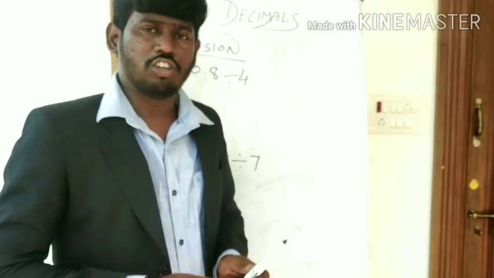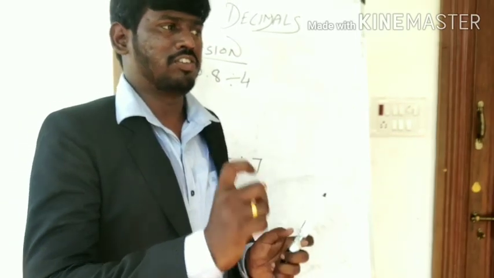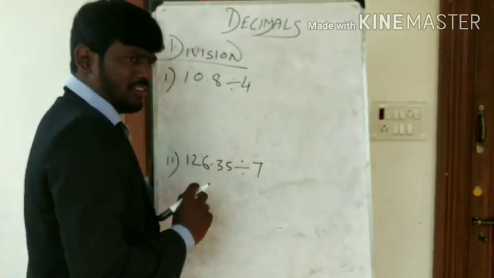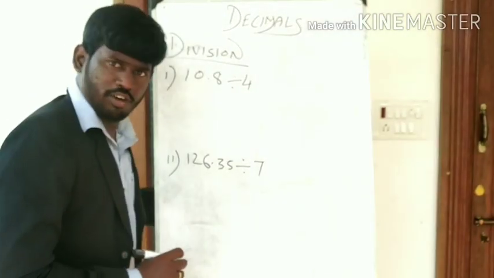While you are doing division, you have to keep the point at first itself. Come, let me go. Now the question is 10.8 divided by 4.